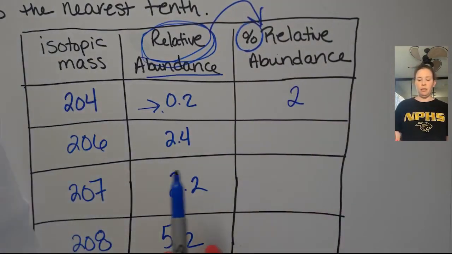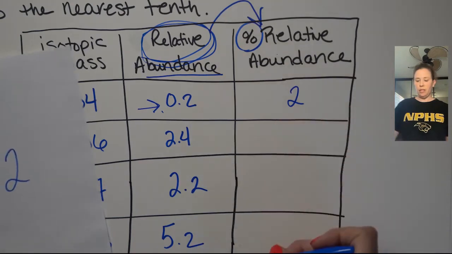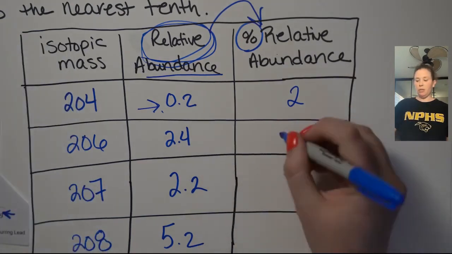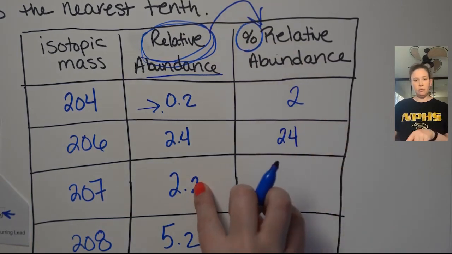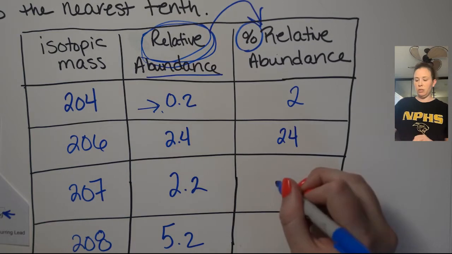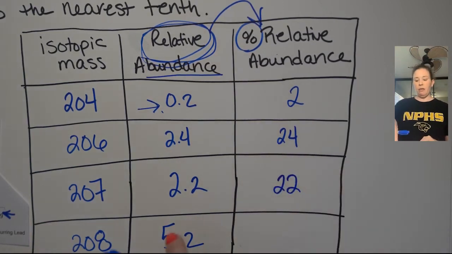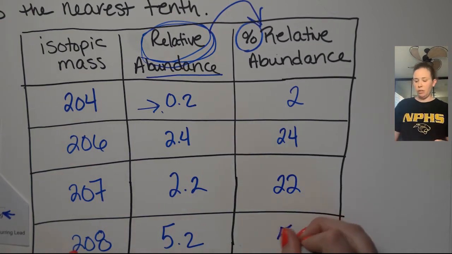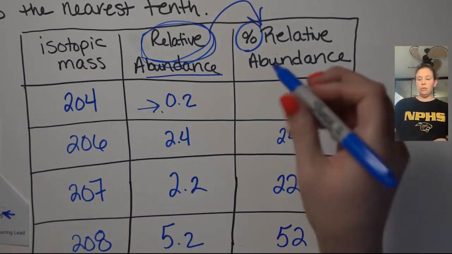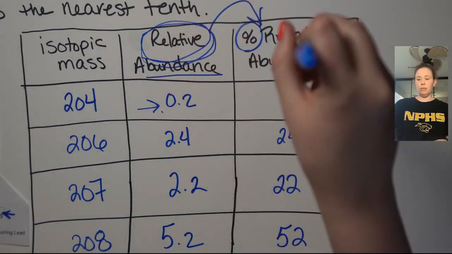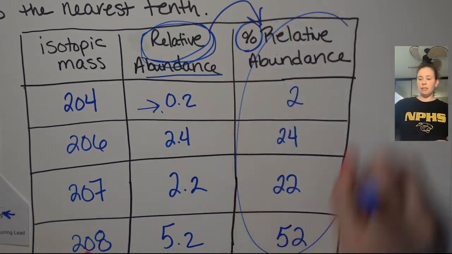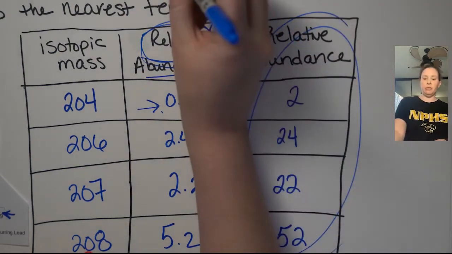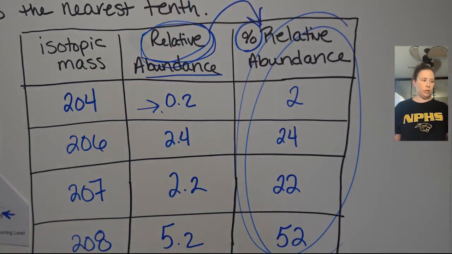If we do the same thing here, 2.4 divided by 10 times 100, you're going to get 24. 2.2 divided by 10 times 100 would be 22. And then 5.2 divided by 10 times 100 would be 52. So this is how I get from relative abundance to percent relative abundance. This is the number we need in order to go into our molar mass calculation.